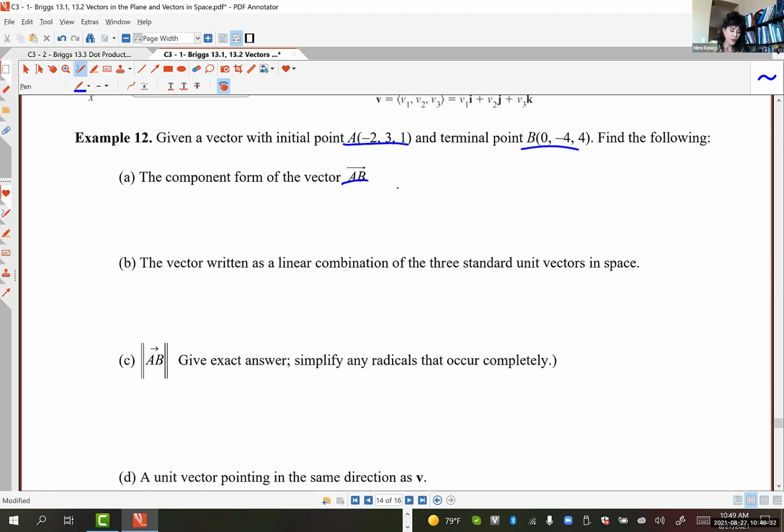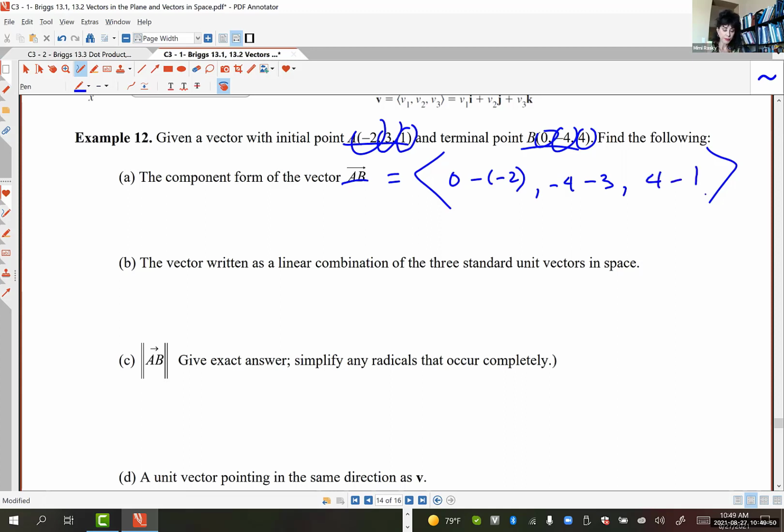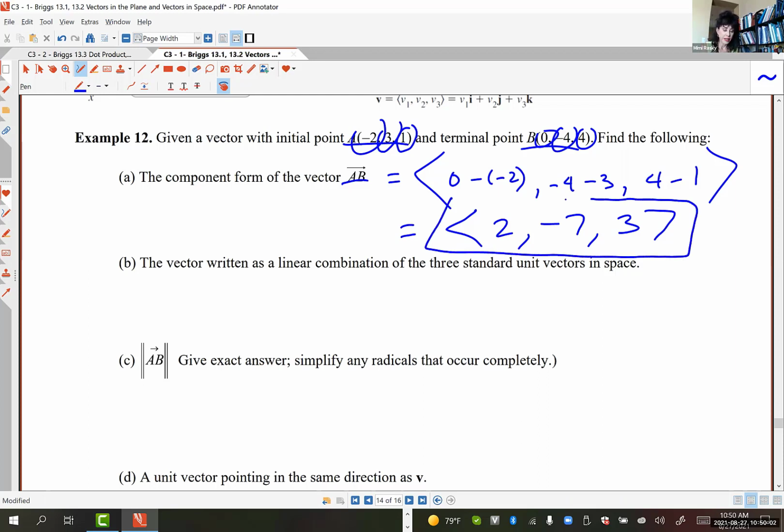Okay. So let's put it in component form because they're asking us to. You're going to go terminal minus initial, 0 minus a -2, comma, terminal minus initial. So -4 minus 3. Order matters. Terminal minus initial, 4 minus 1. Do the arithmetic, clean it up. So the component form has scalar components of 2, -7, and 3. And we're done. There's the answer to letter A.